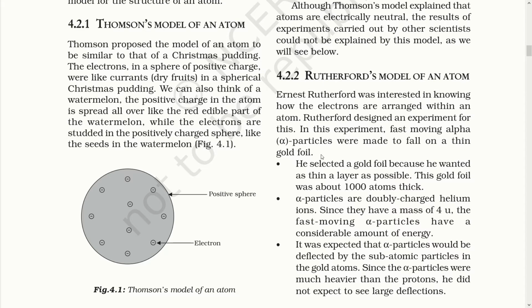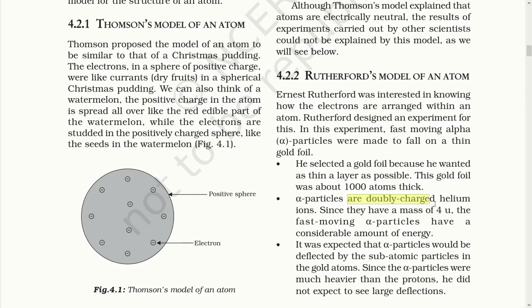Actually, alpha particles are positively charged particles which travel a greater distance, and they can strike any material and pass through it. Rutherford selected a gold foil because he wanted as thin a layer as possible, and gold is the only metal which can be made that thin. This gold foil was about 1000 atoms thick.